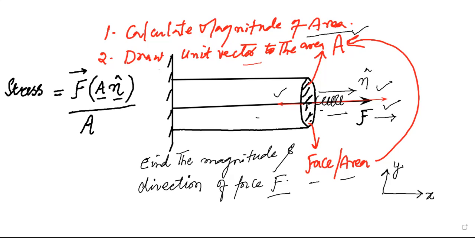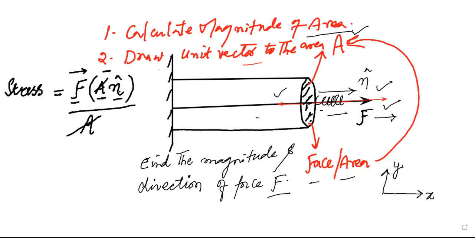Fine. Please don't cancel this area and this area. These two cannot be cancelled because the area that we are expressing in the numerator here is not in multiplication with F. This is used symbolically to represent the stress. We are writing it as force F acting on an area A whose unit vector is n cap, divided by the magnitude of area A. So this area is not in product with F. This is used to denote the force on the area over which it is acting, nothing else.